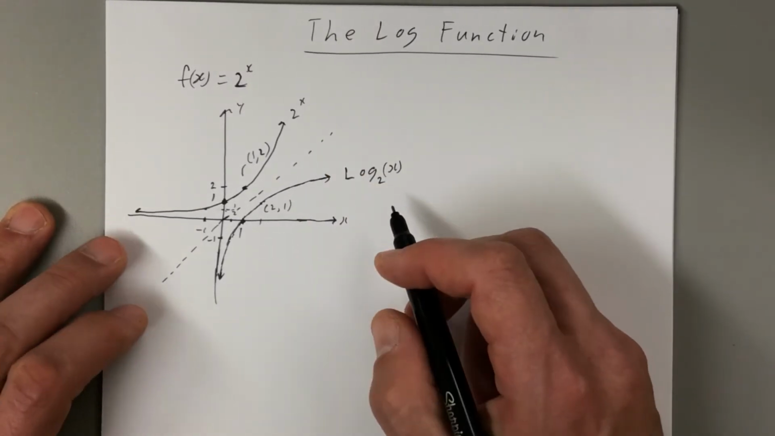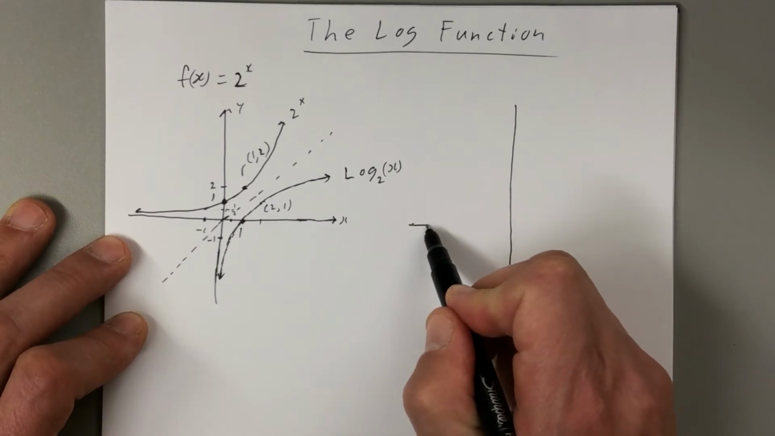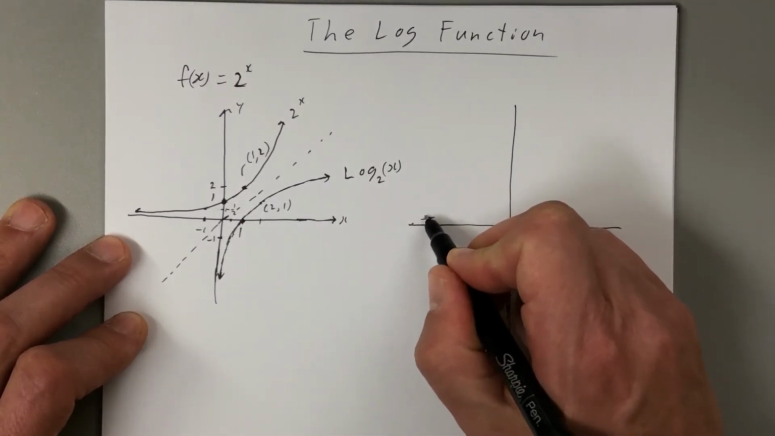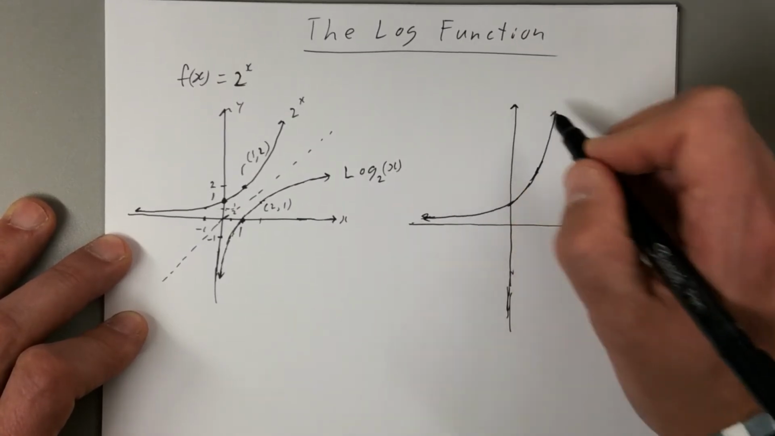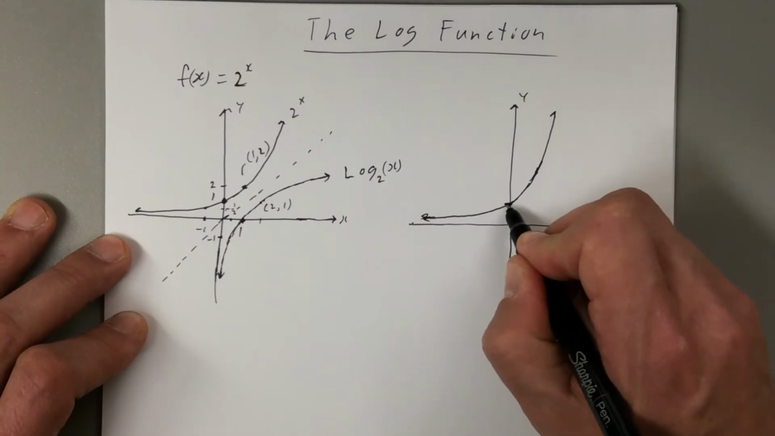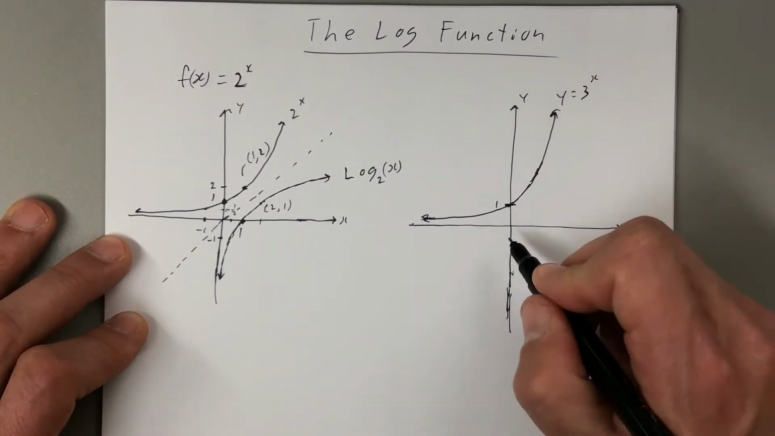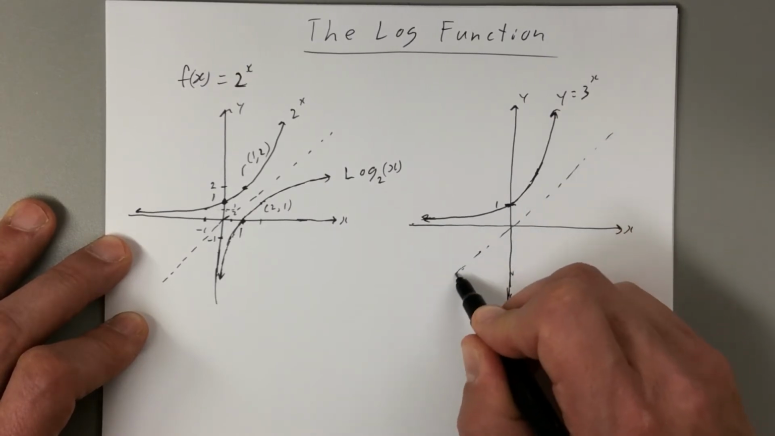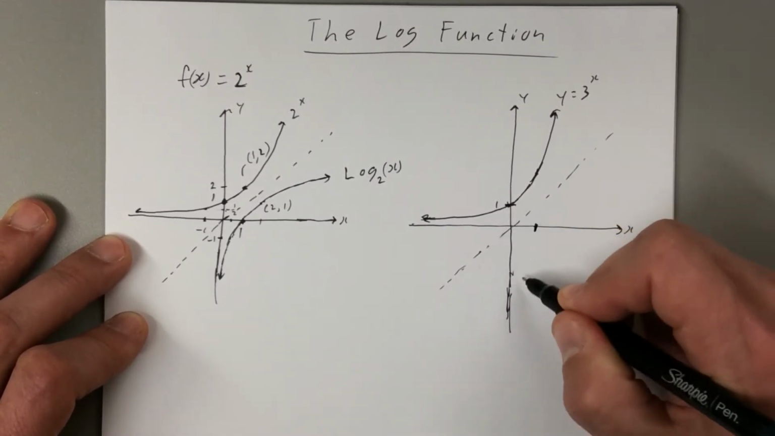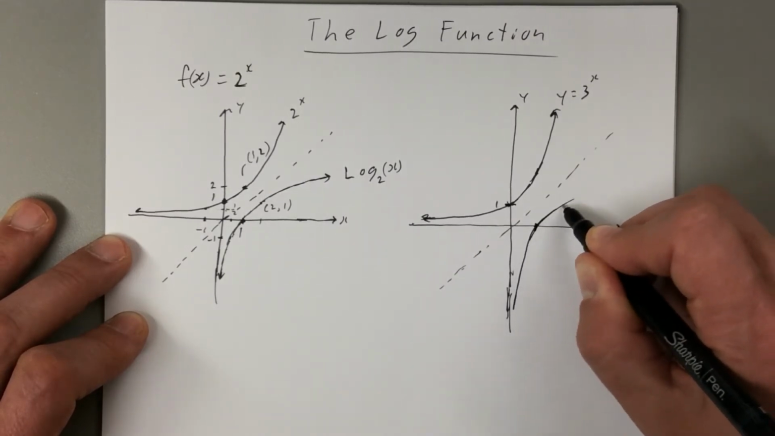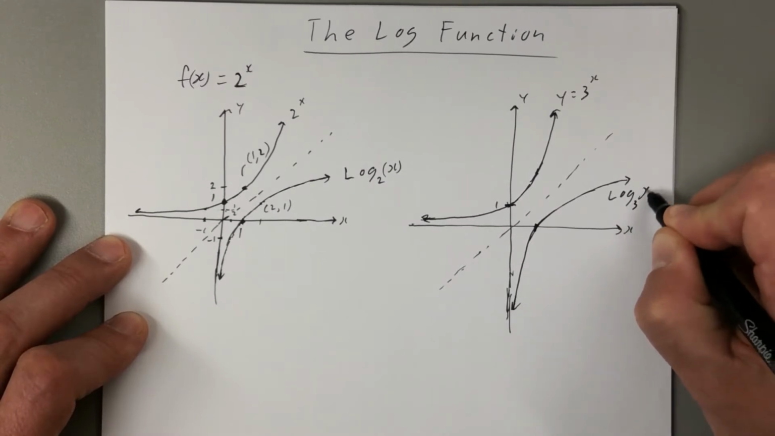Not the nicest notation, it doesn't really look like our other notations for inverses, but this is what it is. Now if I wanted 3 to the x, the inverse for that, similar thing. Draw 3 to the x, it just goes up steeper. That goes through 1, because 3 to the 0 is 1. If I reflect that in this line, I get this function here, so that's going to be log base 3 of x.